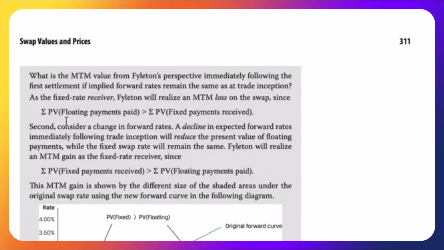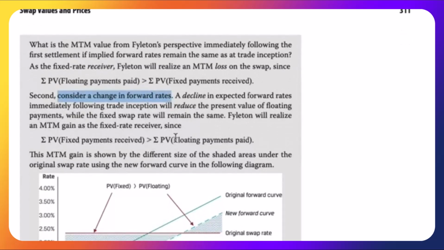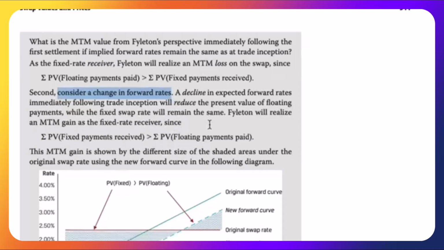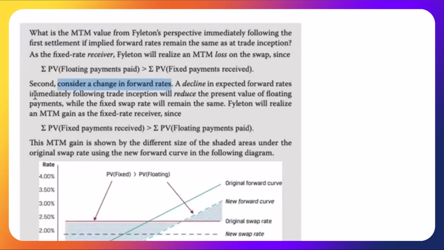All right, second, consider a change in the forward rates. And to do this, we're going to say, let's not have time pass. Let's just change rates so that we can visually separate the two and see the difference. A decline in expected forward rates immediately following trade inception, so no time has passed, will reduce the present value of the floating payments, right? We have lower rates and we have to pay those floating rate payments. Well, if we have to pay less than what we originally agreed to, it must reduce the present value of all those future payments. The fixed swap rate will remain the same.